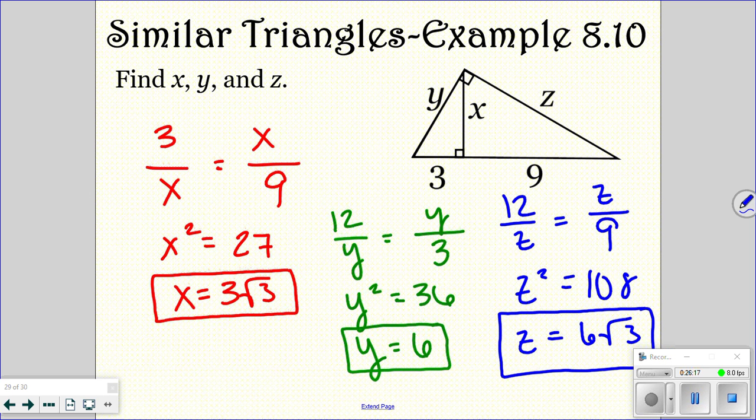So hopefully you kind of remember geometric mean. If not, practice this problem, look back at it. You definitely want to be able to do these more quickly using geometric mean than trying to do it using similar triangles.